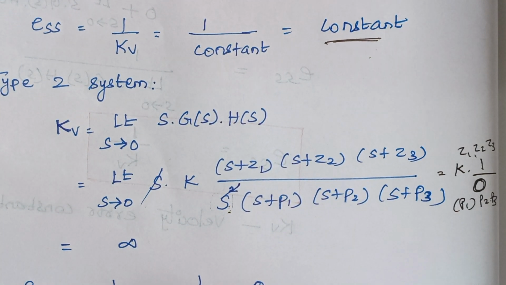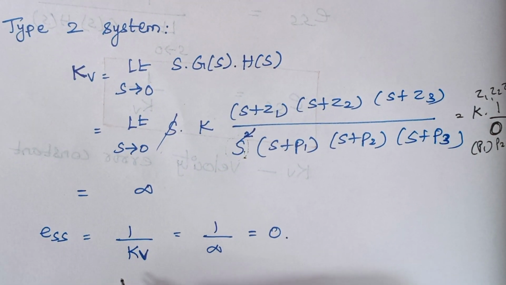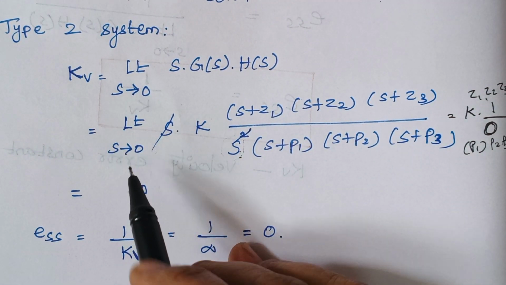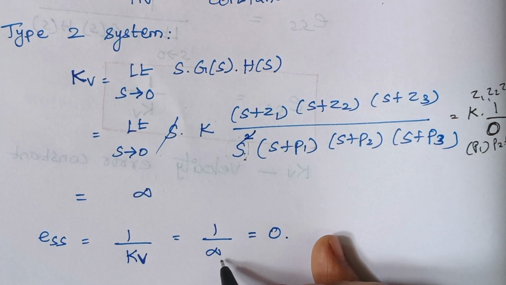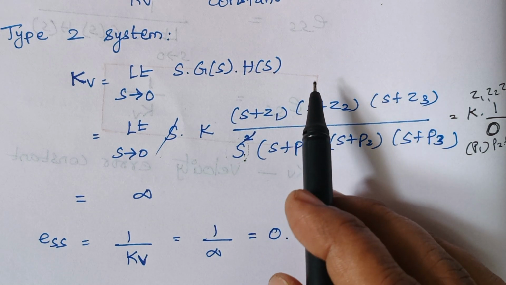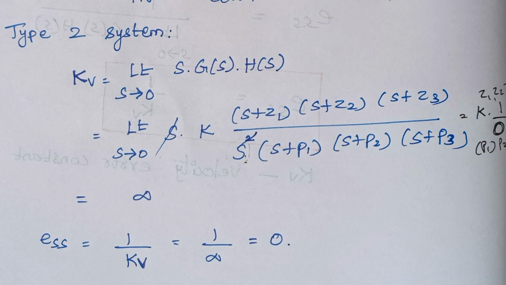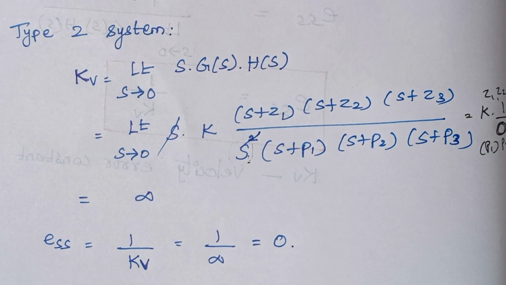So what is the value of steady state error? The steady state error is given by 1 by Kv, and here the value of Kv is infinity. So 1 by infinity is nothing but 0. So the steady state error for type 2 system is 0 when the given input is ramp, right? Hope you understand these terms.